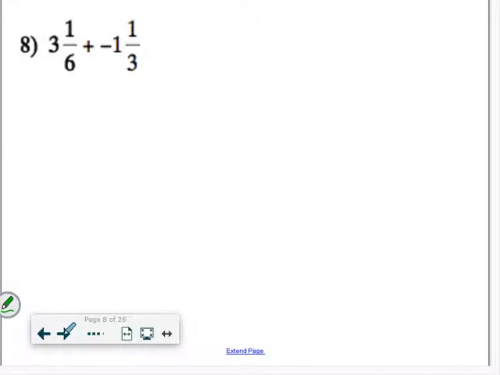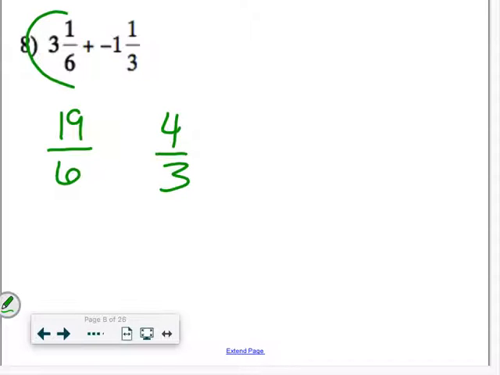So try both ways here. I'm going to change it to improper fractions first. Solve it that way. Then I'll go back and see if we can solve it the other way. All right, 6 times 3 is 18, plus 1, 19 sixths. 3 times 1 is 3, plus 1 is 4. 4 over 3.